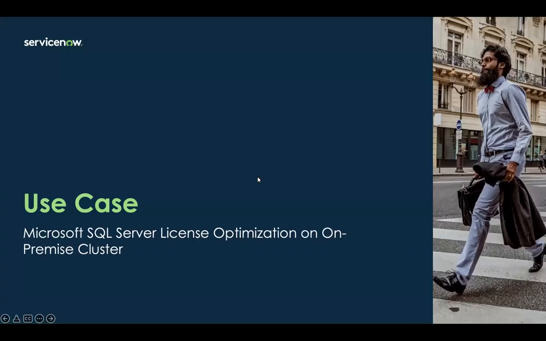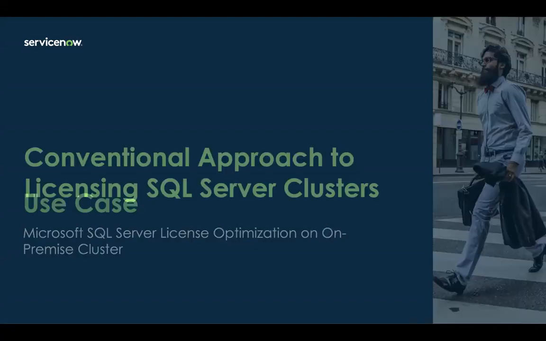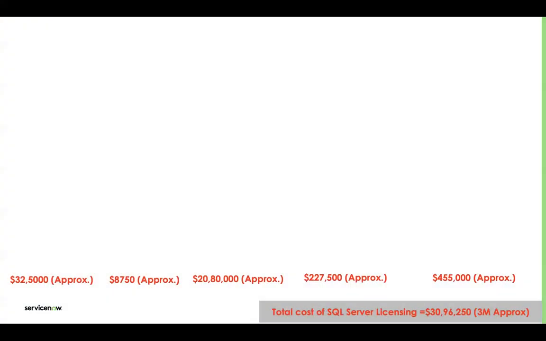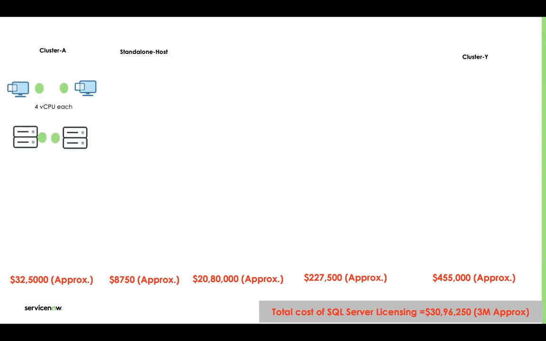Now let's go to a use case of SQL Server license optimization on-prem. Let's first understand a conventional approach of licensing SQL Server clusters. Customers and organizations use SQL Server a lot. They deploy SQL Server Standard and Enterprise across the cluster, and they use SQL Server on standalone hosts as well.